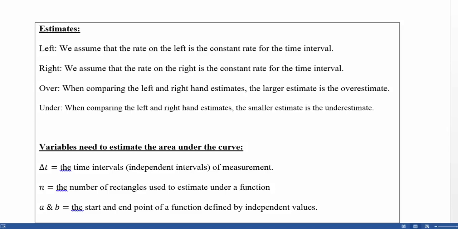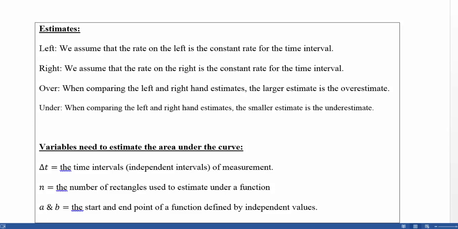For our variables, we had delta t. So delta t was these small time intervals we were looking at of measurement. In the last example, delta t equaled 2 because we were counting by 2's. N was the number of rectangles that we're using to estimate a function. And now we're going to add on a and b. So a and b are going to be the starting and ending point of a function defined by its independent values. So where are we looking between what two values? That's your a and your b. We'll see why those are relevant in a minute.